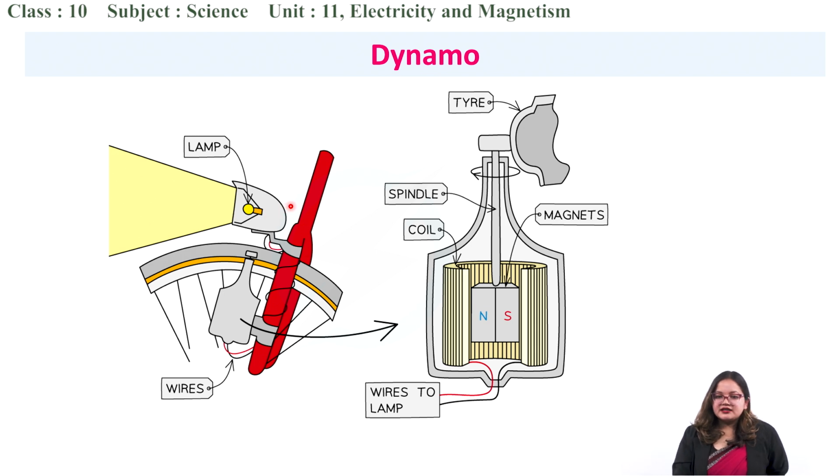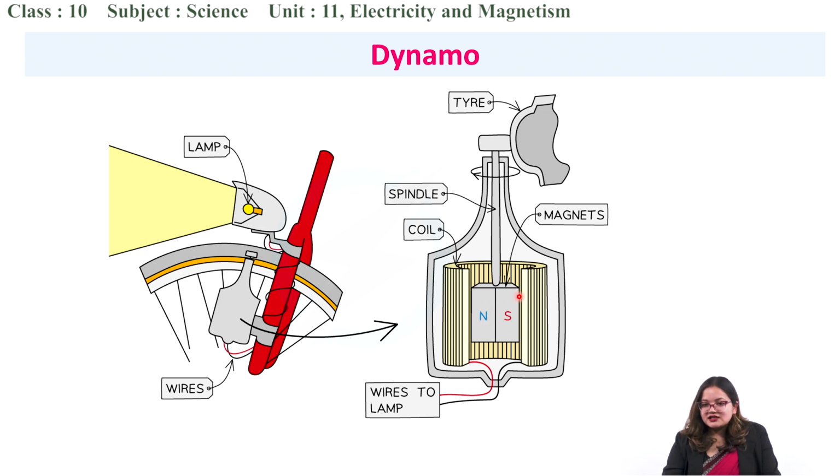Okay, so again it is the concept of electromagnetic induction. What is happening here? Let's see, the dynamo is being attached to the tire of the cycle. When you start to ride this cycle, obviously the tire starts to rotate. When the tire starts to rotate, since it is in touch with the head of the dynamo, the head of the dynamo also starts to rotate. When the head of the dynamo starts to rotate, the spindle starts to rotate. And since the spindle is connected to the permanent magnets, these magnets also start to rotate.